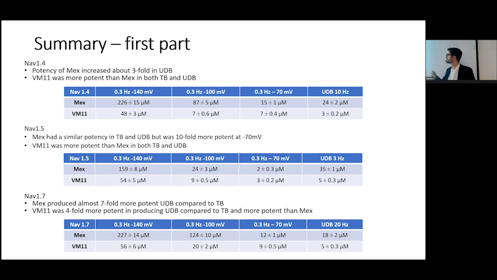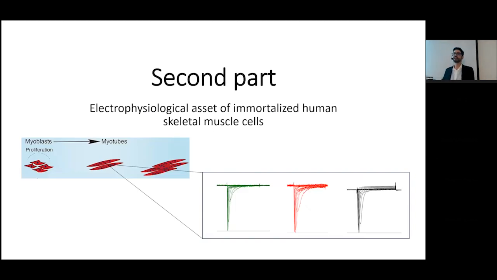Lastly, as for the NaV1.7 data, we see that mexiletine produced almost sevenfold more potent use-dependent block, as you can see here in the table below, compared to the tonic block. As for WM11, it was fourfold more potent in producing use-dependent block compared to tonic block, and was more potent than mexiletine.